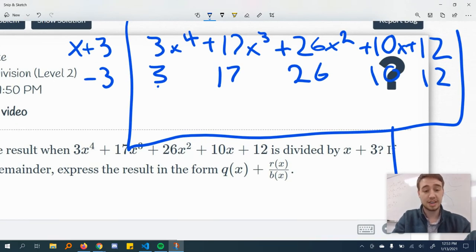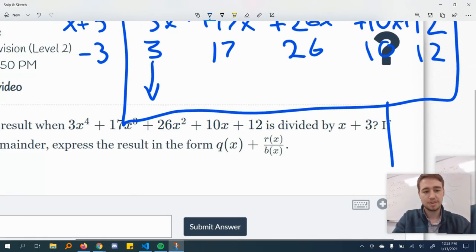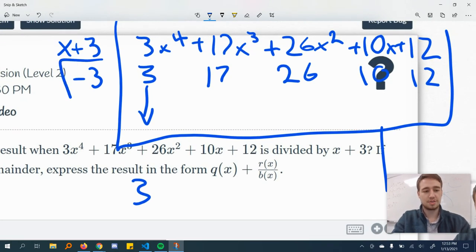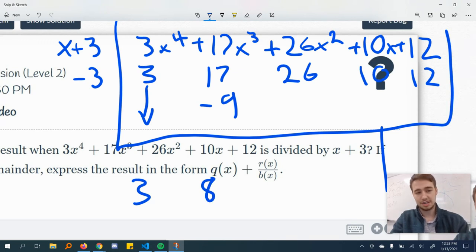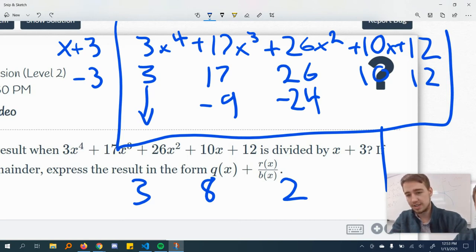So the first thing, again, we bring down the 3, and we get that in our answer. And then we start doing the multiplication. -3 times 3 is -9. -9 plus 17 is +8. -3 times 8 is -24. Adds up to 2. -3 times 2 is, you guessed it, -6.